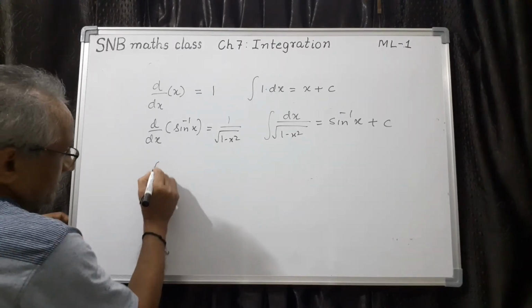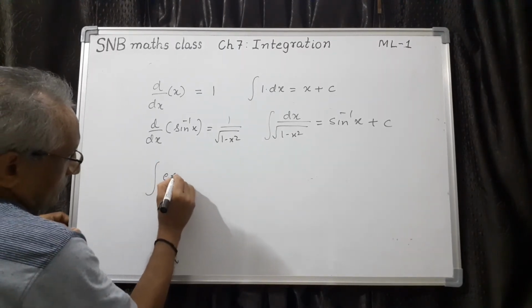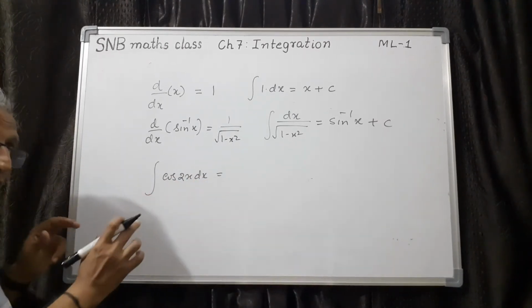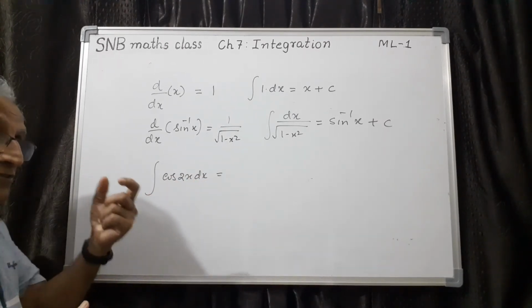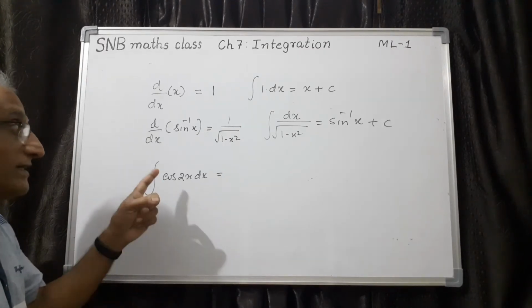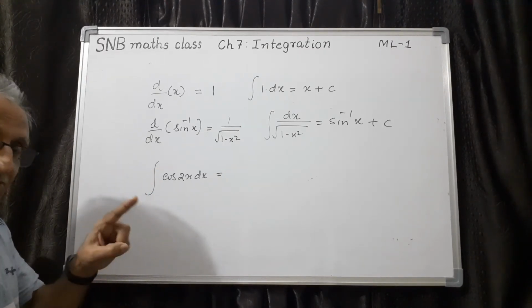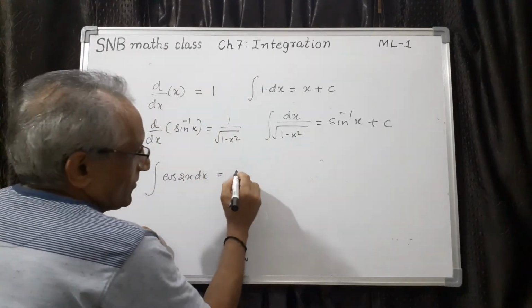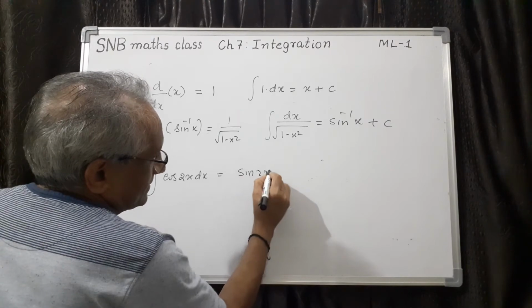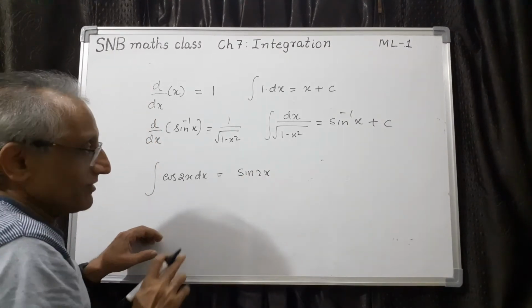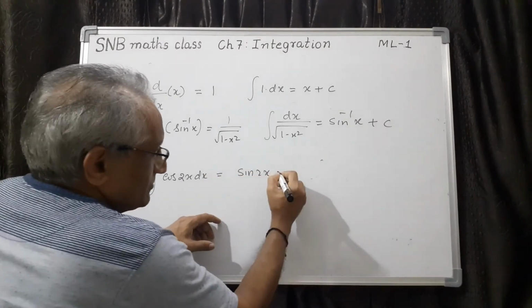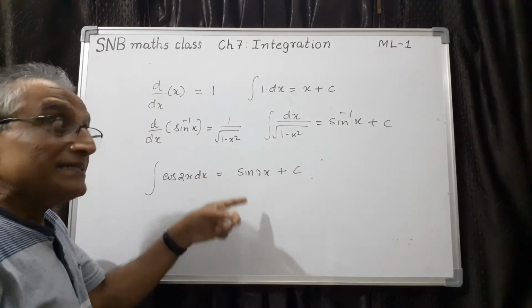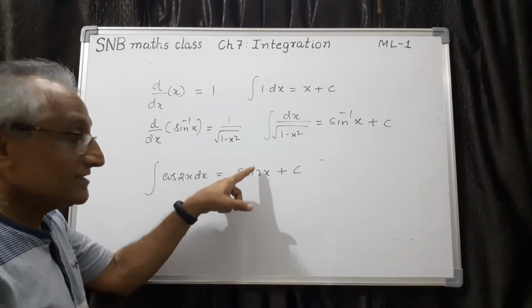Suppose you ask me, what is the integration of cos 2x dx? I can't do it directly, now I have to think in the reverse order. Differentiating which function do you get cos 2x, not cos x, cos 2x? Now, if you guess that it is sine x, you are wrong. Suppose you say it is sine 2x, that is also wrong, because the problem is when you differentiate this, you get cos 2x into 2, because of differentiation using the chain rule.